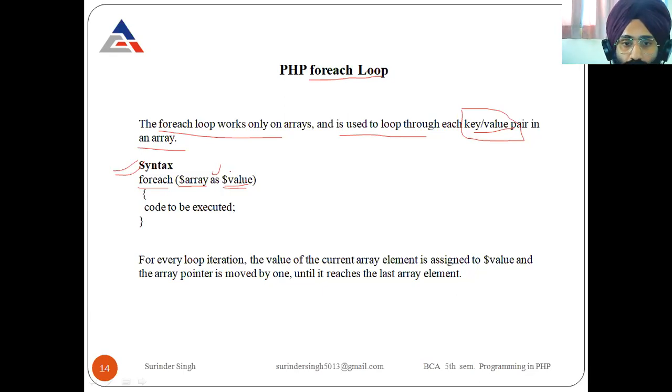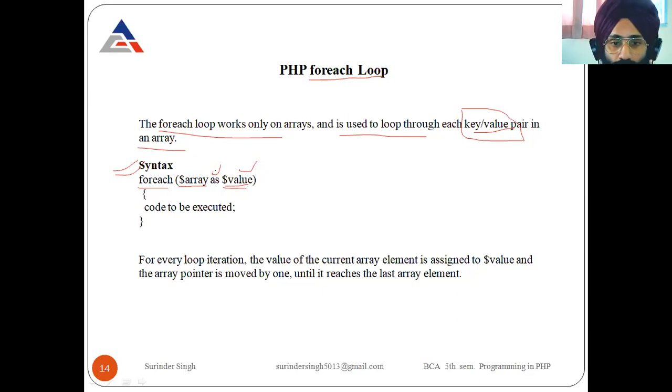Here we are using value. We have given it the name value. You can give it any name. Clear? It's not compulsory that only the variable value will come here. You can give it any name. Clear? And what is the idea behind the foreach loop?